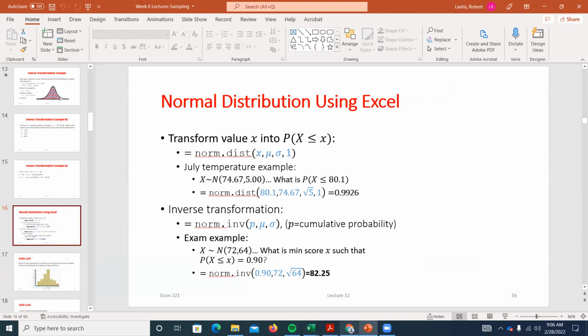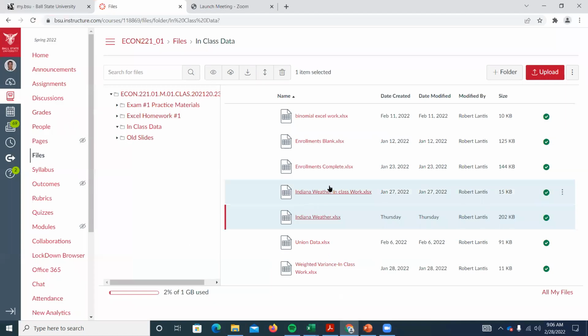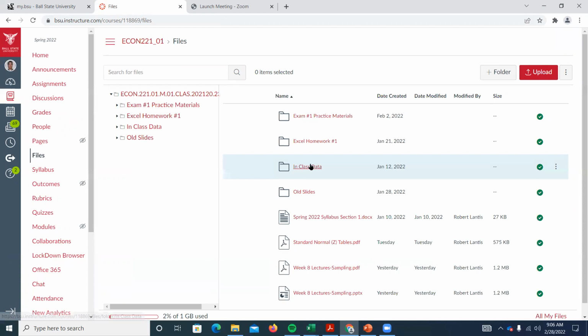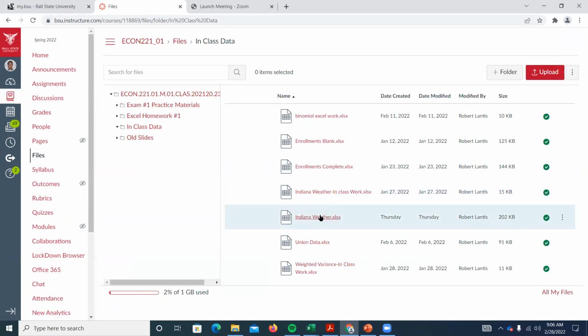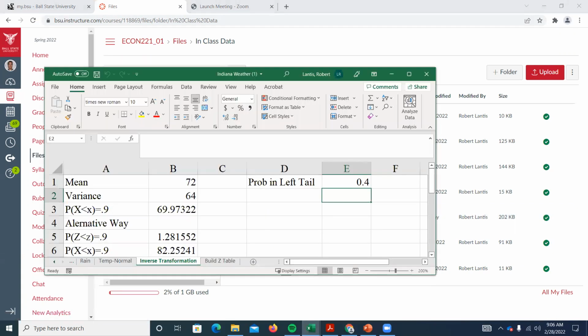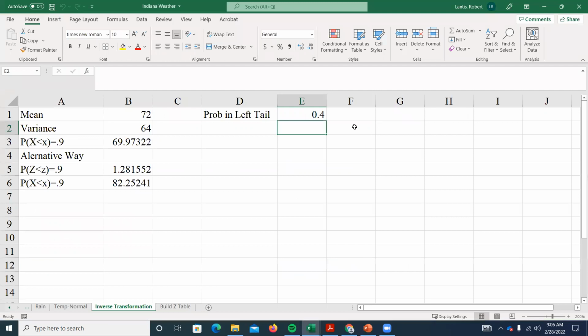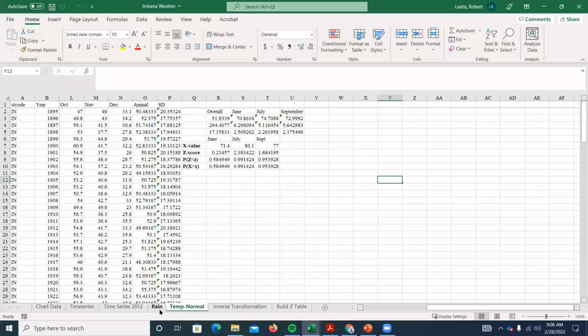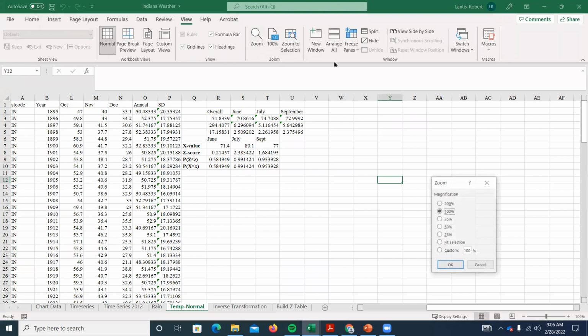So if we go to Canvas, under files there's this in-class data folder. And actually, it looks like it's when I updated the file, but we're going to use this Indiana weather data again. Okay. So I'm going to open up this Indiana weather data file. It's got a bunch of different tabs. So the first one I'm going to go to is just this temperature one.